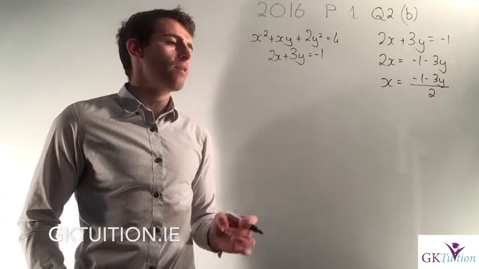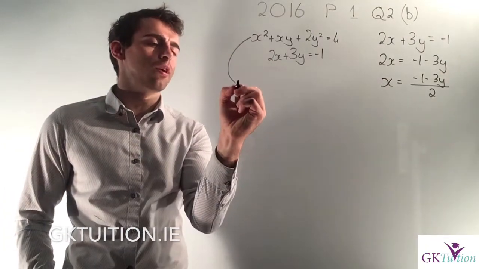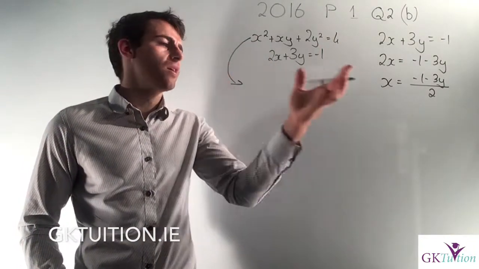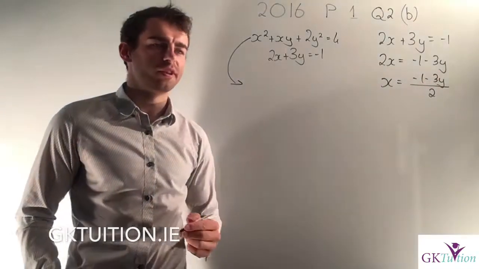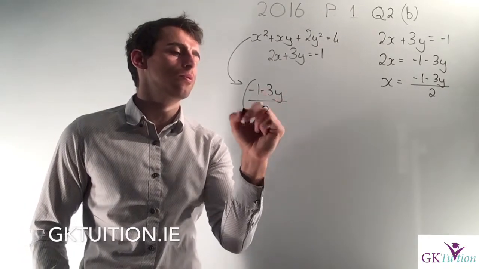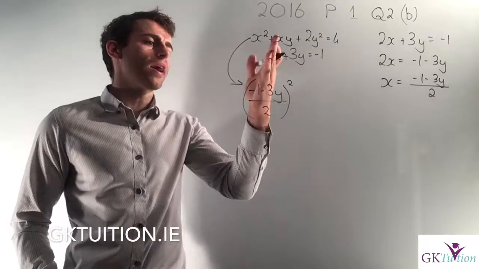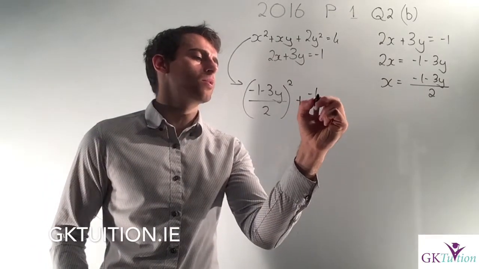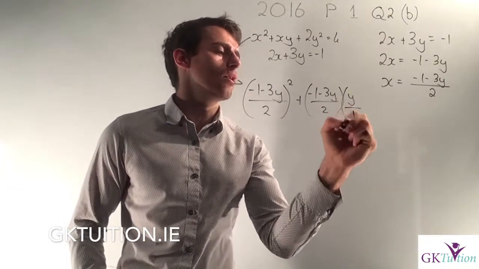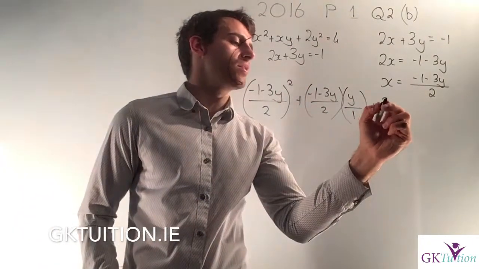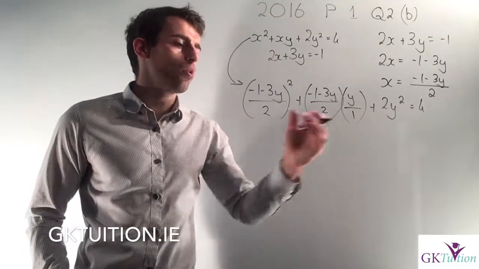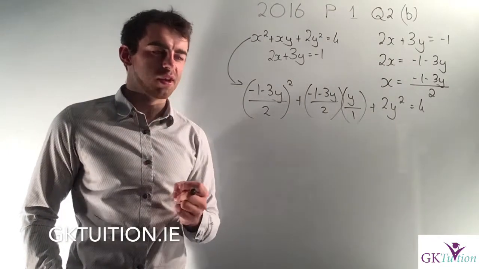Once I've isolated one of my variables, I'm now going to look towards my more complicated equation. I'm going to rewrite this equation, except everywhere there's an x, I'm going to sub in minus 1 minus 3y over 2. So instead of x squared comes minus 1 minus 3y over 2, all squared. Instead of x multiplied by y, it's going to be minus 1 minus 3y over 2 times y, and I'm going to write that as y over 1. My next term stays the same, it's still plus 2y squared equals 4. So now you'll notice I've got one equation, one unknown, which means I'm going to be able to solve it.